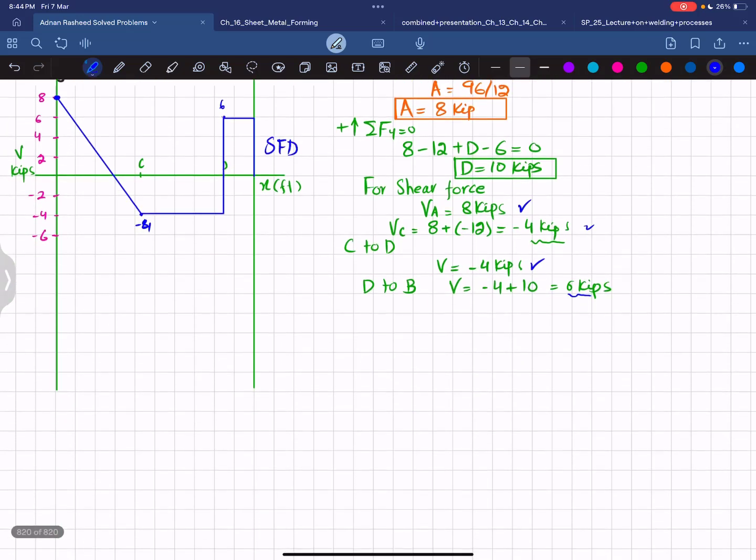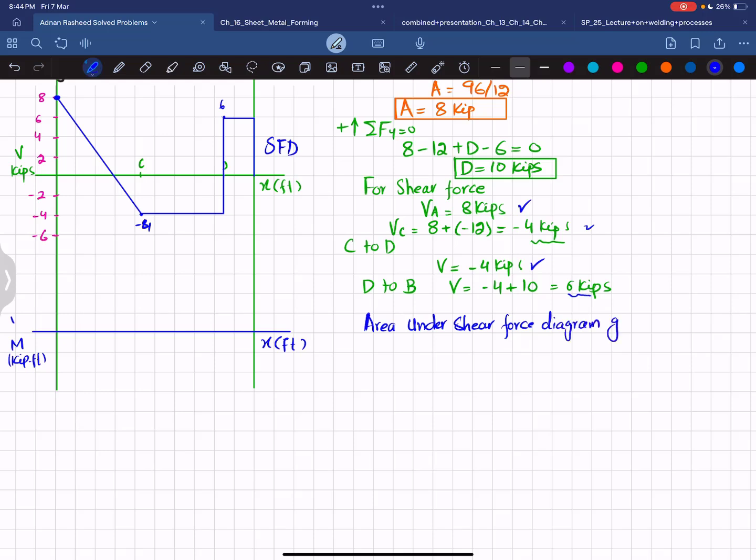For the bending moment diagram, again, I have to draw a horizontal line to show X, and that will be in feet. On the y-axis, you will have moment, which has the unit kips into feet. Okay. What we will do, as we know that area under the shear force diagram gives you bending moment. Clear?